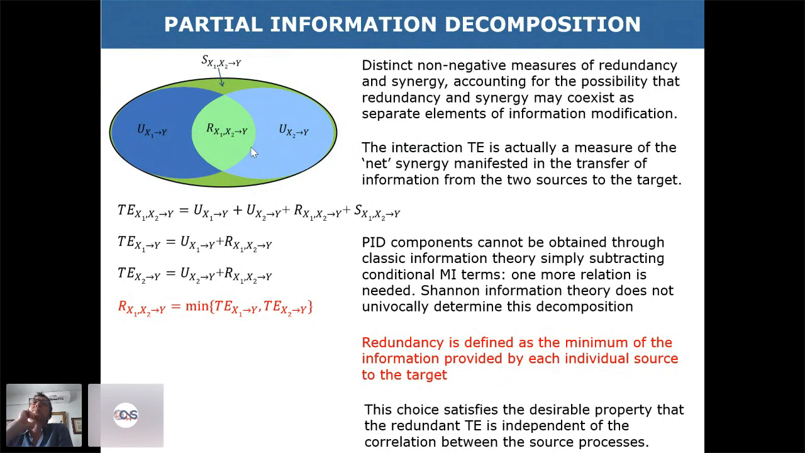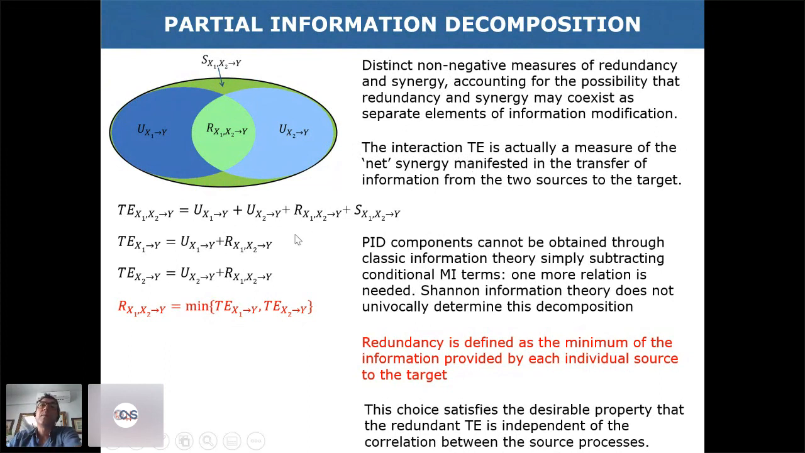first introduced by Williams and Beer in the year 2000, and then developed in different ways by the group of Lizier, the group of Nils Bertschinger, also Robin Ince has worked on that. And now we have also the group of Michael Wibral, and to some extent also our next speaker, Pedro Mediano, has worked on this kind of expansion of information. So in this framework of partial information decomposition, you have distinct non-negative measures of redundancy and synergy, accounting for the possibility that they can both exist as separate elements of information modification.